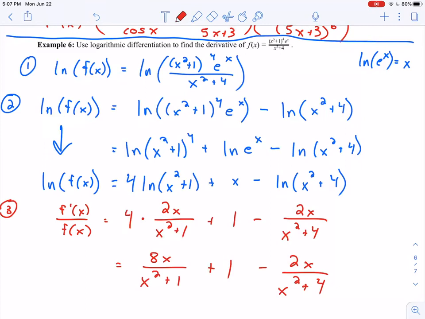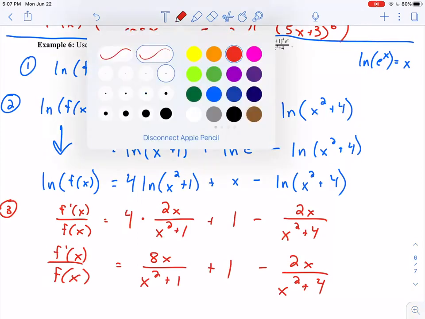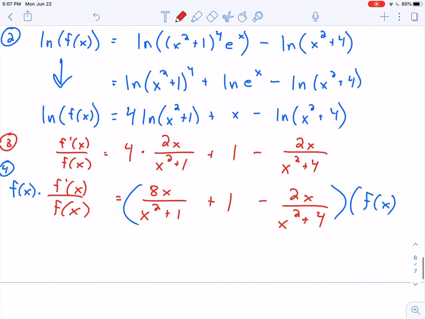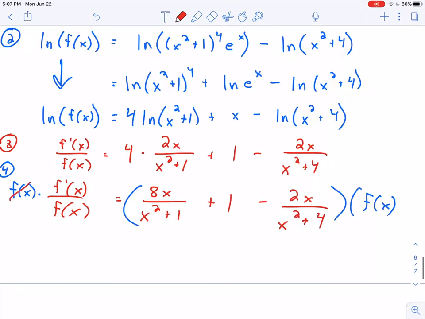On the left-hand side, though, again, we still have f prime of x over f of x. Keep in mind what we're trying to find. We're trying to find f prime of x. So we got to get rid of this f of x. The way we do that, we multiply both sides by f of x. This is our step 4. So my last step then, on the left-hand side, f of x cancels. I'm left with f prime of x. That's exactly what I wanted.